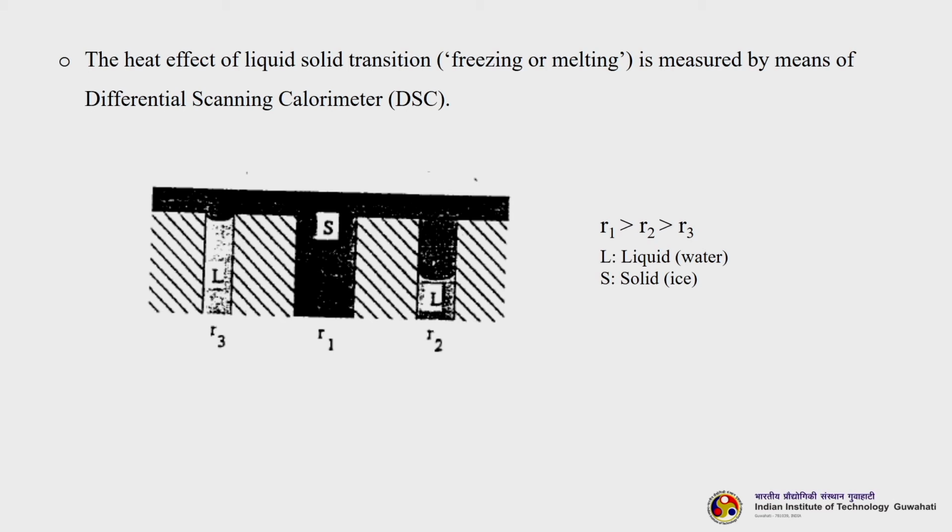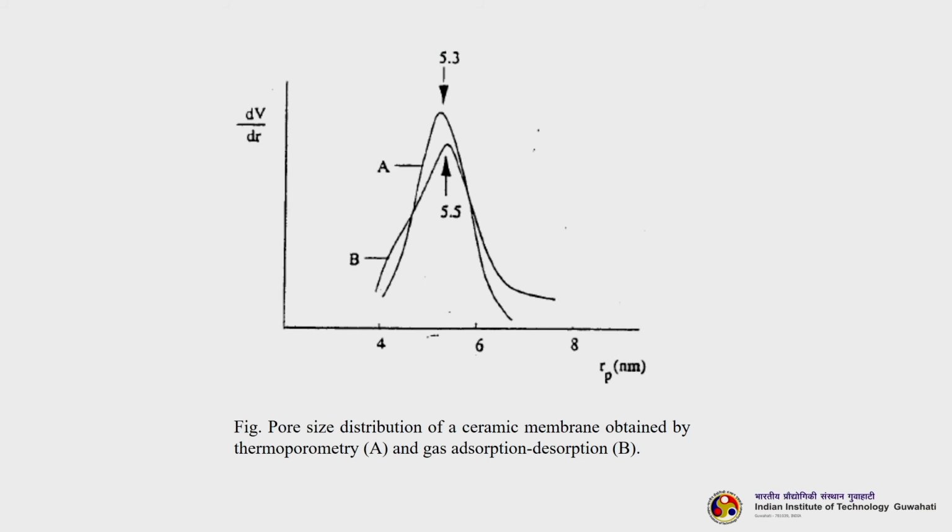When the process is happening, initially, as I told you, the largest pore will freeze faster. You can see that in the largest pore, the water is frozen and it has become solid, which means it is actually ice. Then in the second pore, whose size is a little smaller than R1, it is half liquid and half solid. In R3, at the same time, since it is the smallest pore, it is completely liquid. This is how it happens.